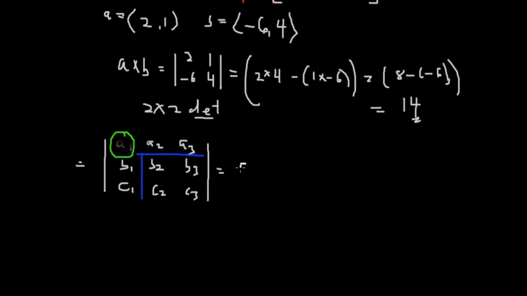We have A1, open bracket, B2, B3, okay? C2, C3, okay? Minus, okay? And let's move on to A2.